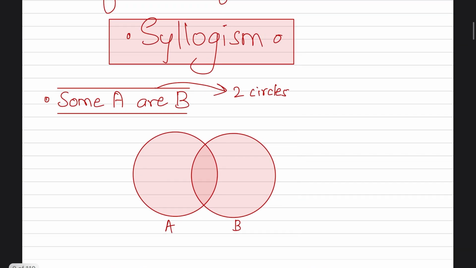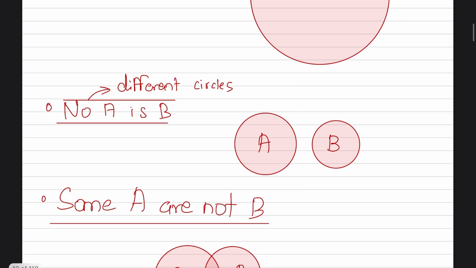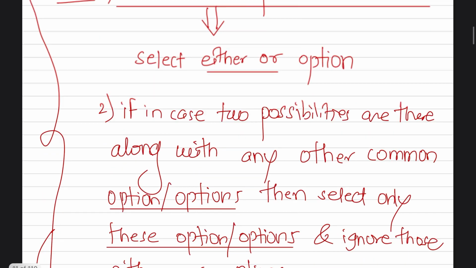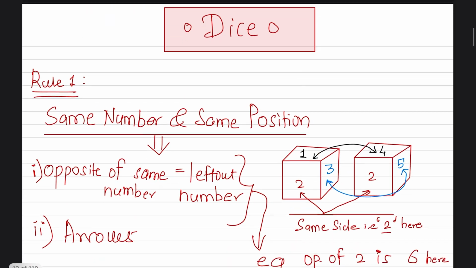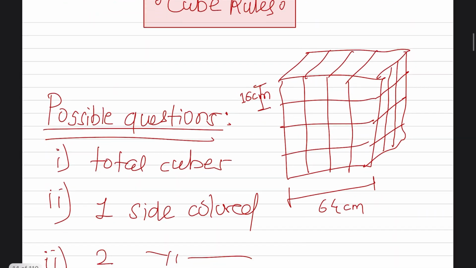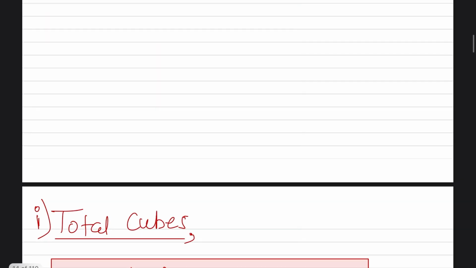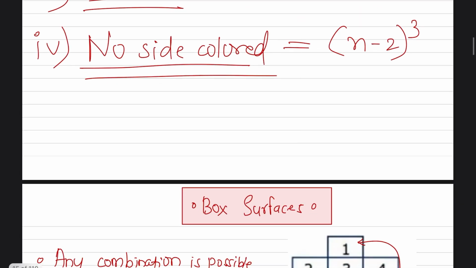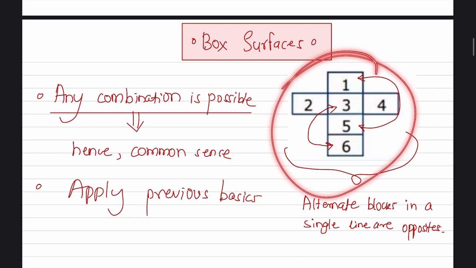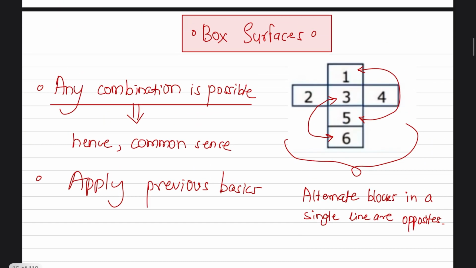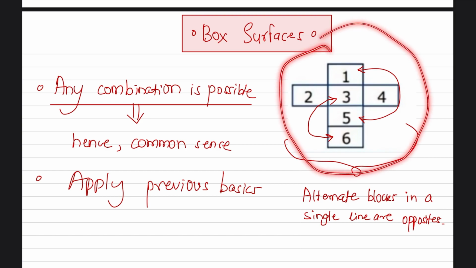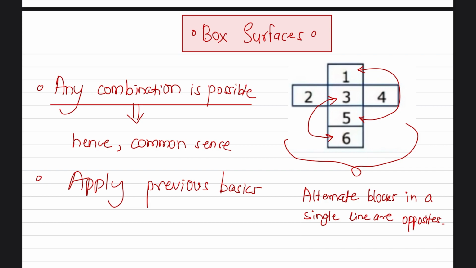Then syllogism, then Venn diagrams. Okay, then dice, important. Cube rules, total cubes. Okay, box surfaces. I mean, if I open a box, what would be the surface that I'll get? So this type of surface I'll get. And if I close the box again, which side would be where, right?